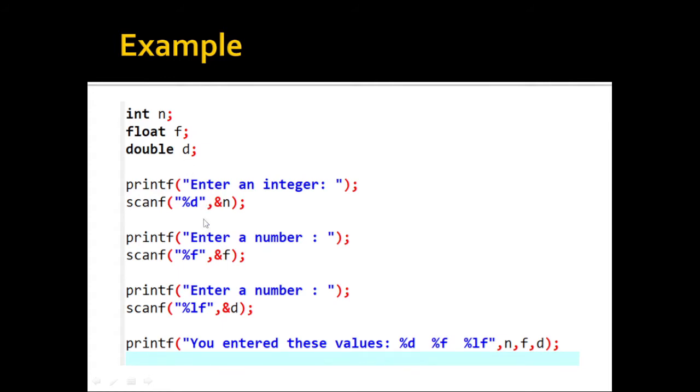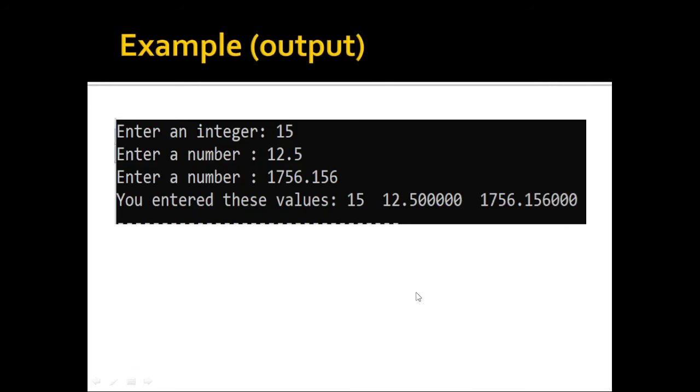So what this program will do is it will show the prompt, the user will enter a value, show a prompt, the user will enter a value, show the prompt, the user will enter a value, and then it will display, you entered these values. First it will display the value of n, that will be placed here in this format, %f will be the value of f, and %lf will be the value of d. So this will be the output.